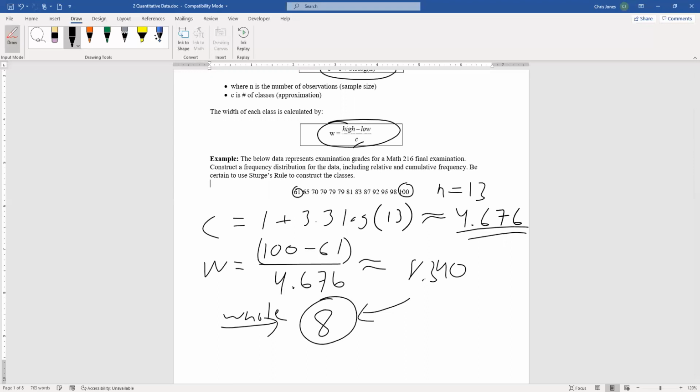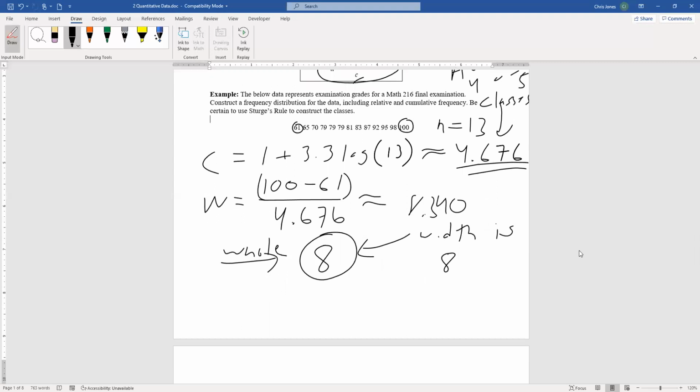Okay, so this tells us two things: that there should be about 4 or 5 classes, and we don't want to round C because then it's going to make our W inaccurate, and that the width is 8 for us, which means that there are going to be 8 possible observations in the class.